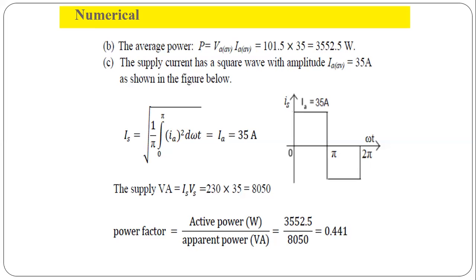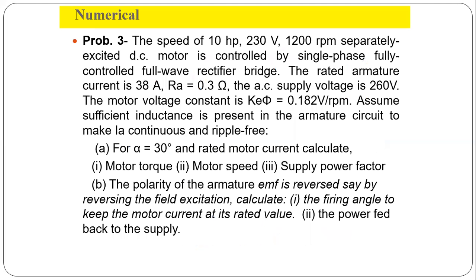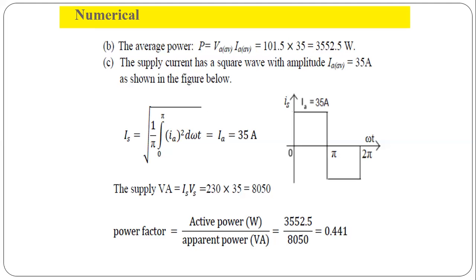Now we will find out the power factor. Power factor is the active power upon the apparent power. So we can put the values in this equation. Using our formula, we get the power factor as 0.441. Right. So this is all about the concept and solution for the numerical problem.